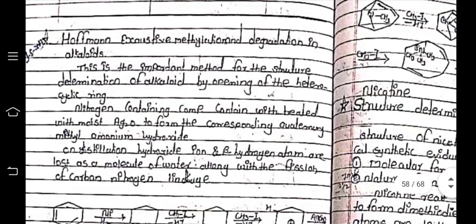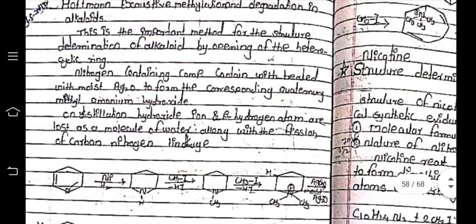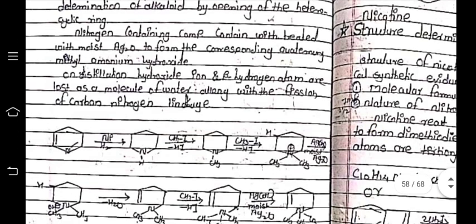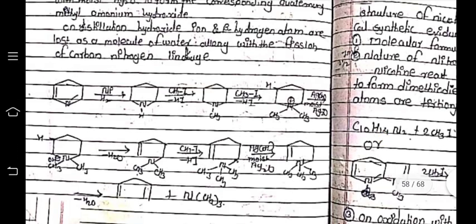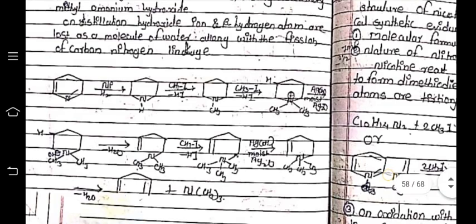Next is the Hofmann exhaustive methylation degradation in alkaloids. This is an important method for structure determination of alkaloids by opening of the heterocyclic ring. A nitrogen-containing compound is treated with moist Ag2O to form the corresponding quaternary methyl ammonium hydroxide. On distillation, the hydroxide ion and a beta hydrogen atom are lost as a molecule of water, along with fission of the carbon-nitrogen linkage.